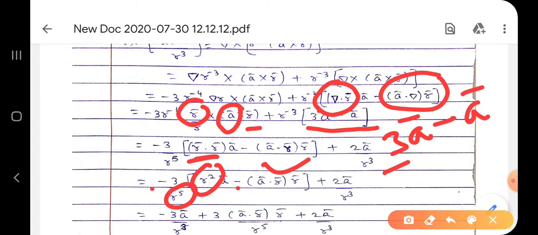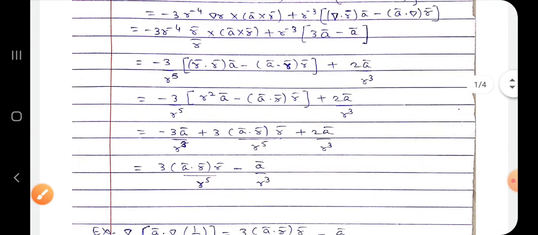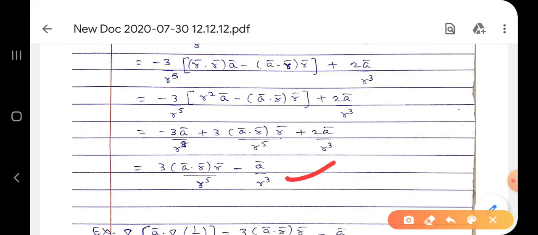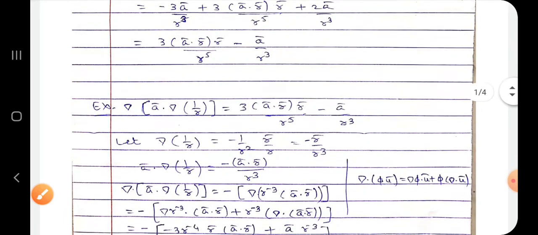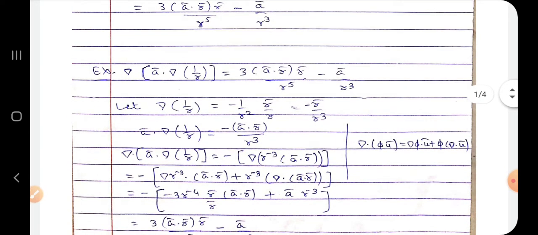If you simplify, you will get the final answer. So 3 into positive term, write down the first, 3A bar minus 3A bar plus 2A bar, it becomes A bar. So this is your required identity. Okay. Now turn towards one more example so that you get the concept completely.